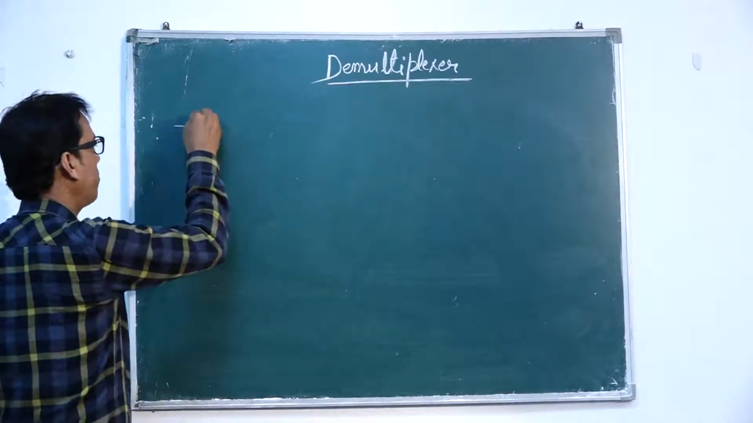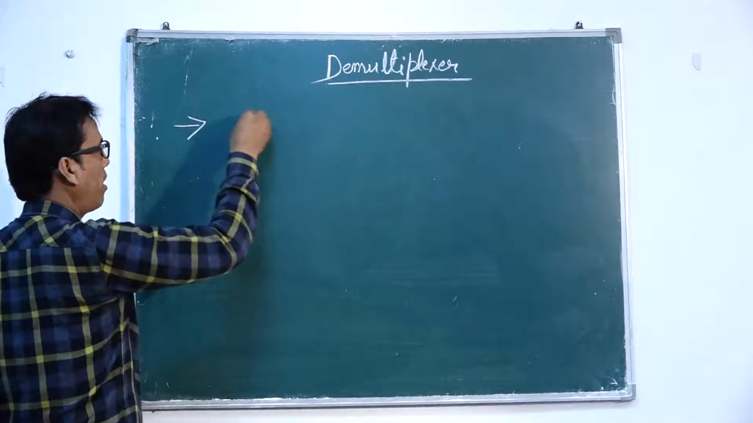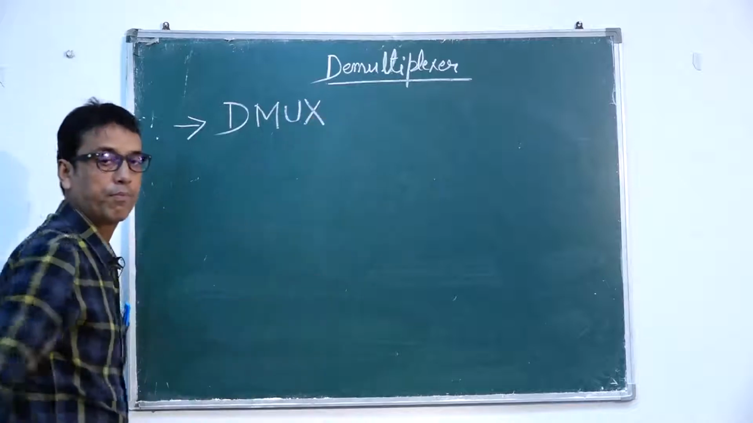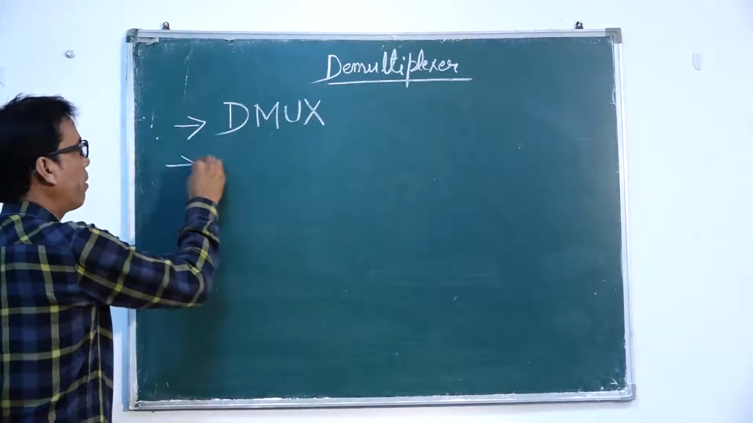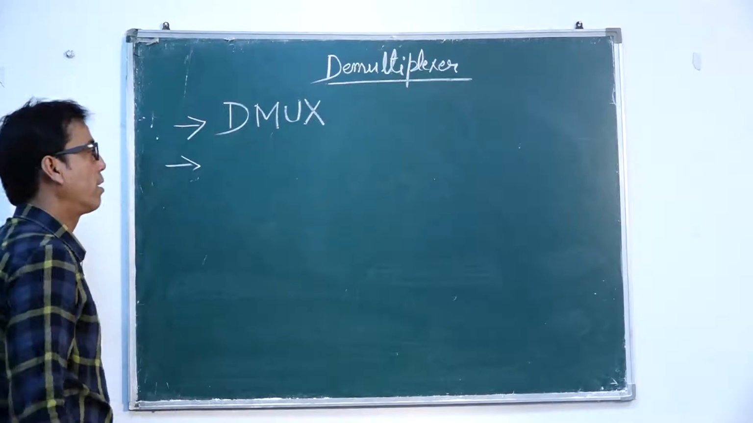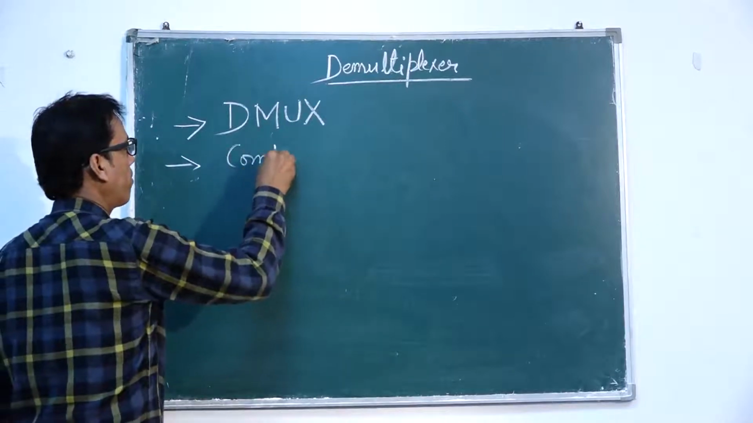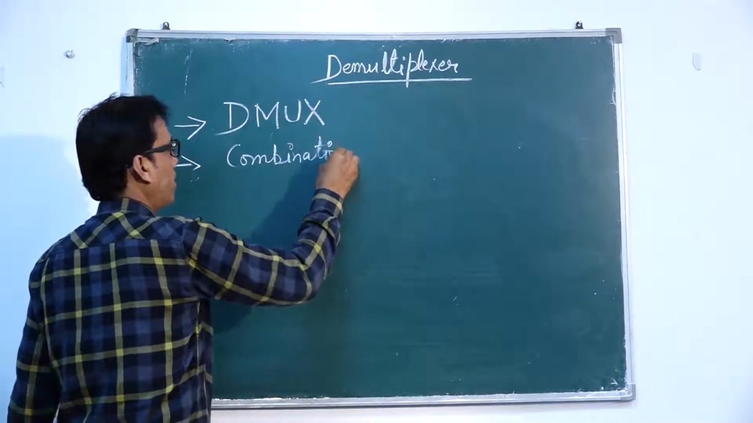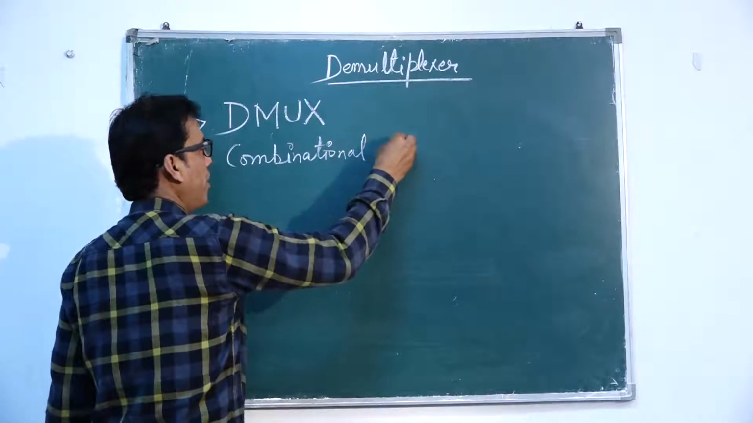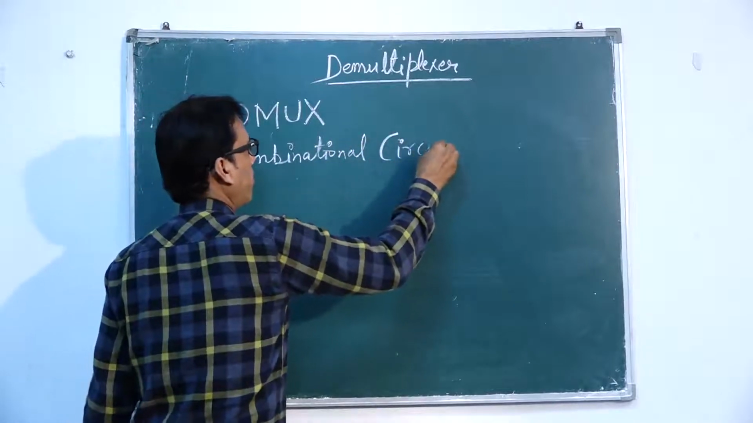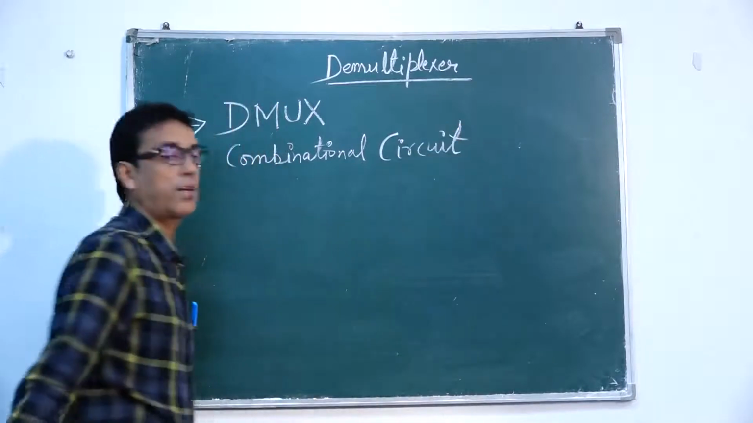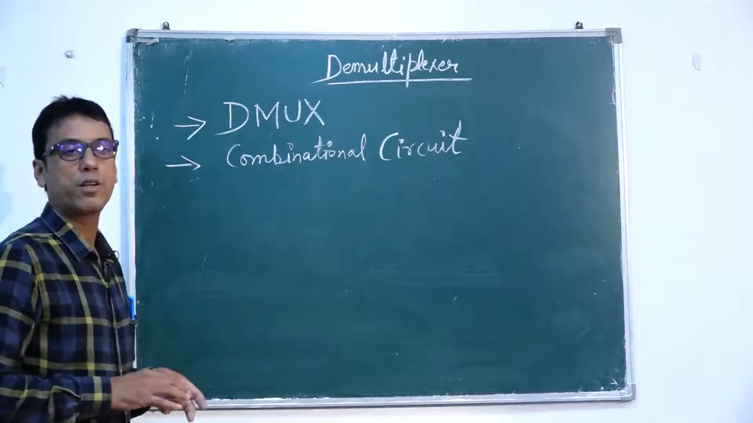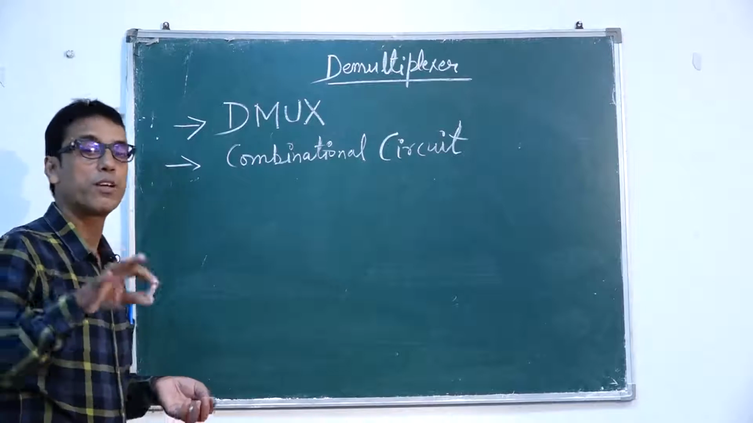The first point is demux. Demultiplexer is also known as demux. The second point about the demultiplexer is it is a combinational circuit. Multiplexer is a combination circuit and demultiplexer is also a combinational circuit.